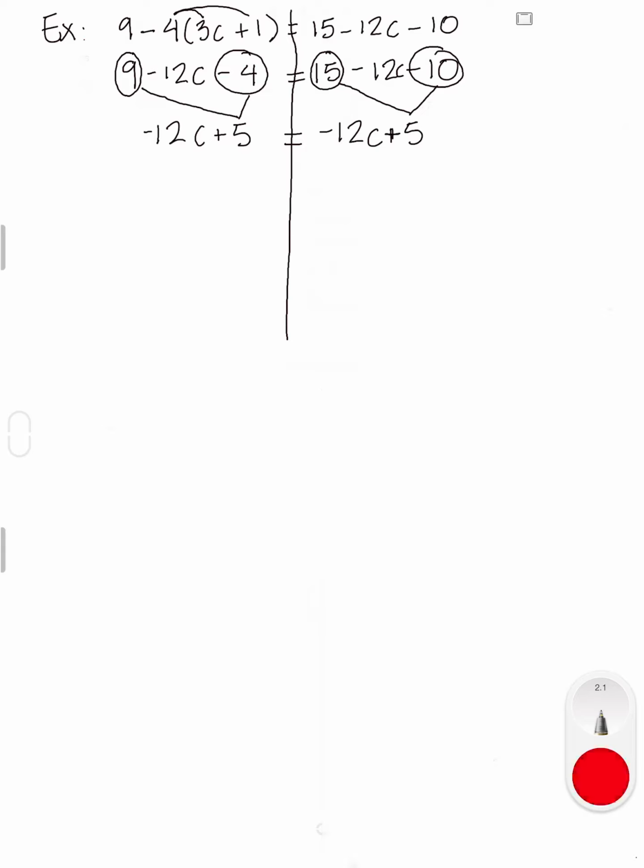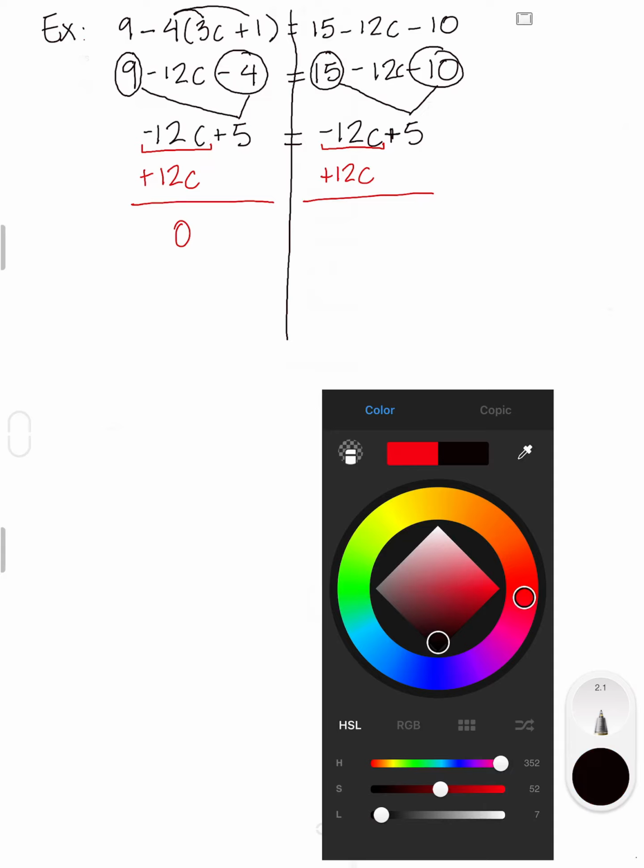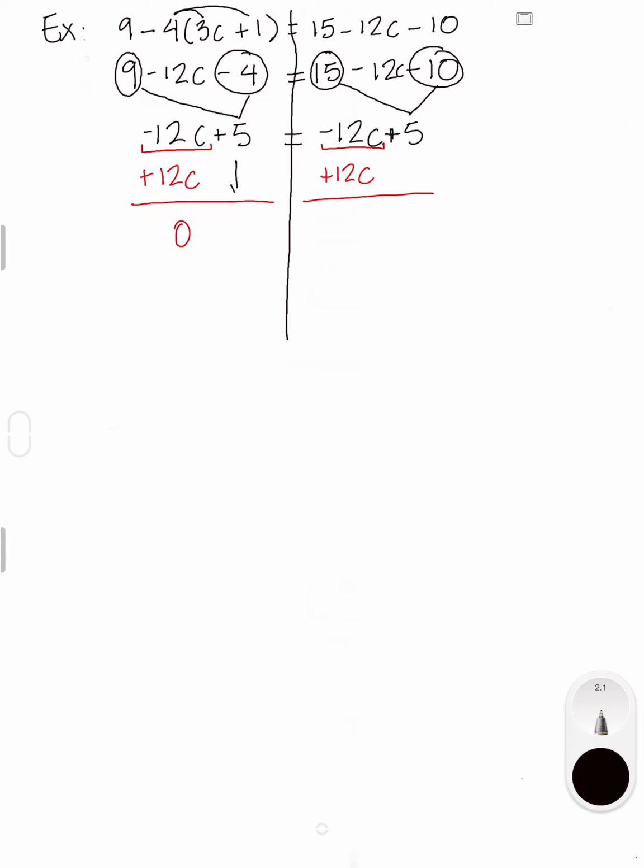So, now that we have this, remember we want to move all the terms with variables to one single side of the equation. So we have negative 12c here, and then we have negative 12c on this side. So what I'm going to do is I'm going to go ahead and add either one because none of them is smaller than the other one. So in this case, I'm going to go ahead and do plus 12c and then plus 12c. So negative 12c plus 12c, that's 0. And then I'm going to go ahead and bring down the plus 5.